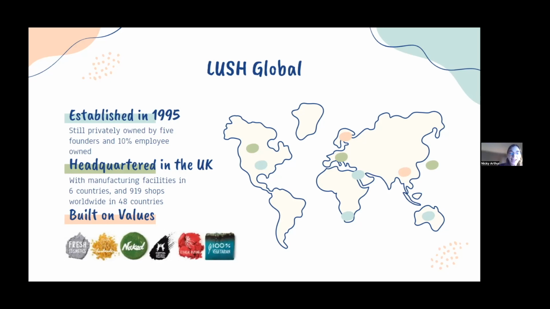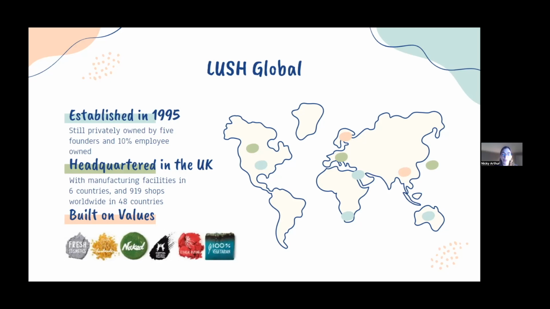LUSH, the company, is built on 6 principal values. So these are using the best fresh ingredients that we can source, being handmade. So all our manufacturing facilities employ staff that literally hand make the products. We hand press the bath bombs, we pour and hand make all the massage bars and other naked products. We fiercely fight against animal testing, and we have very strict policies not to buy from or work with companies that carry out or fund or support in any way animal testing.